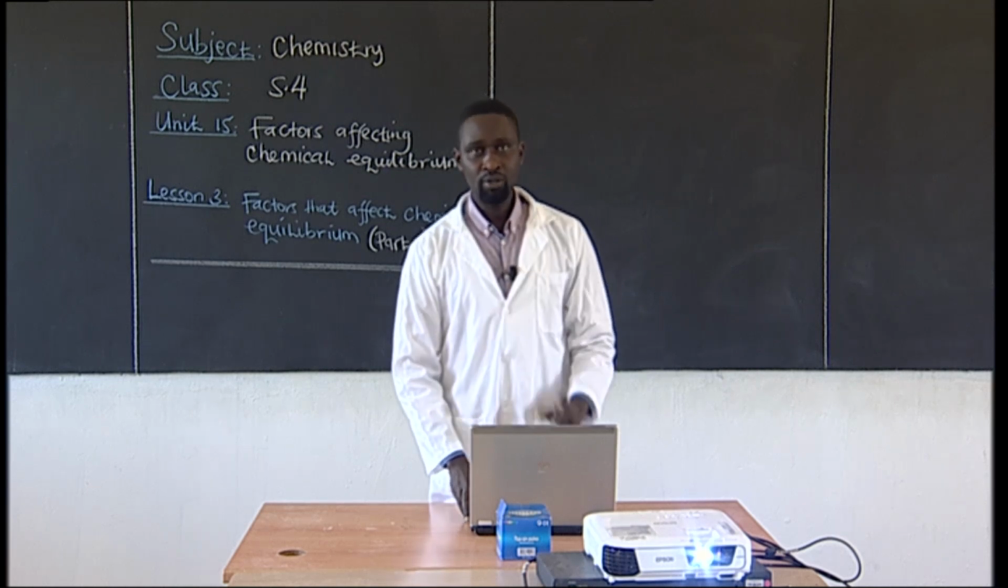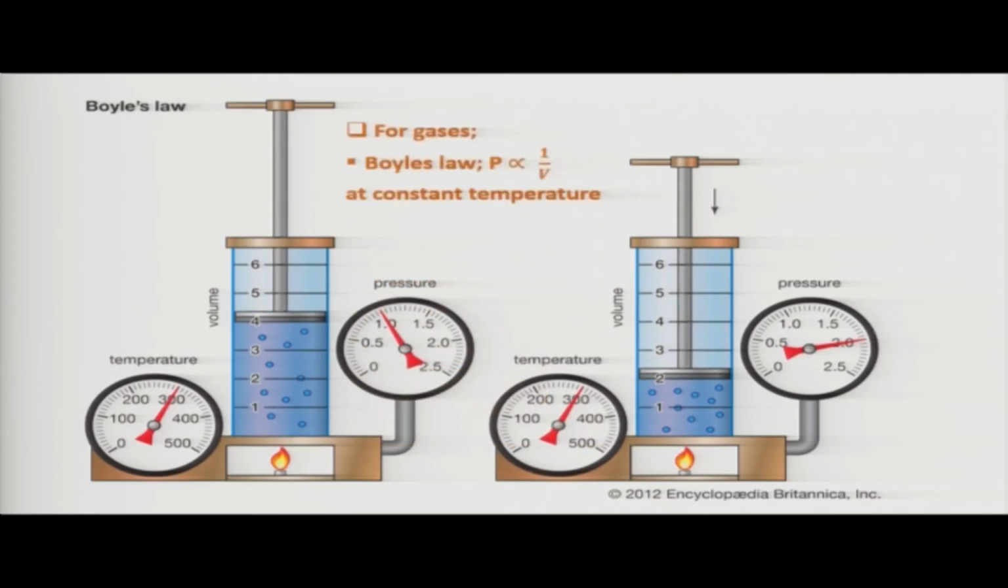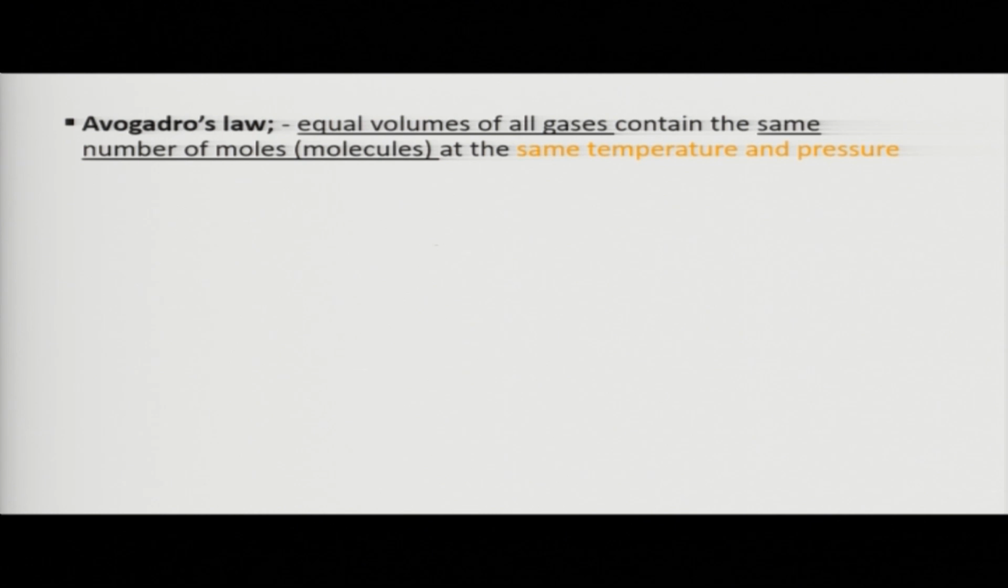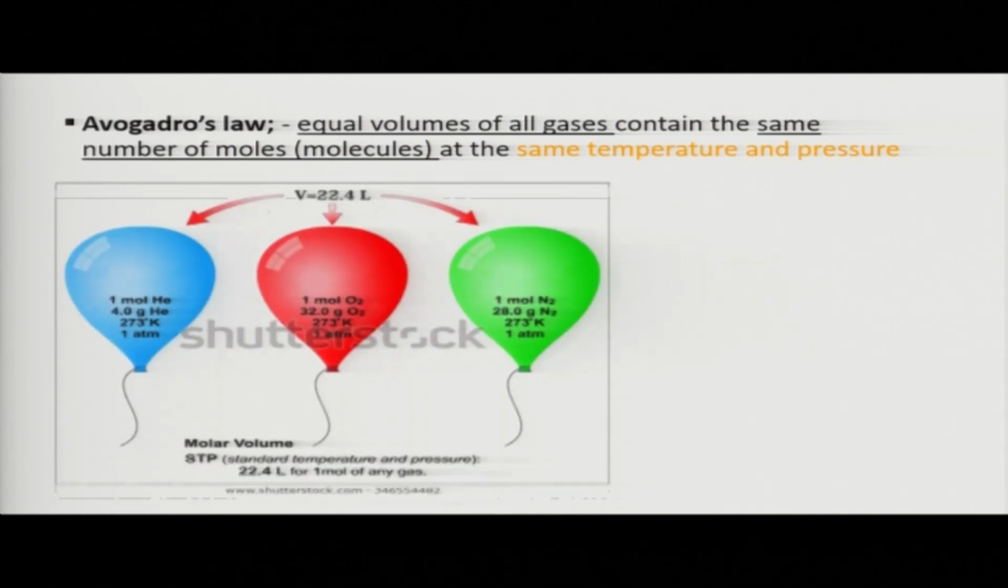Now, let's move to Avogadro's law. He said, provided you maintain temperature and pressure the same, equal volumes of all gases will contain the same number of moles. This is the crucial part. Equal volumes of all gases contain the same number of moles, provided temperature and pressure remain the same.